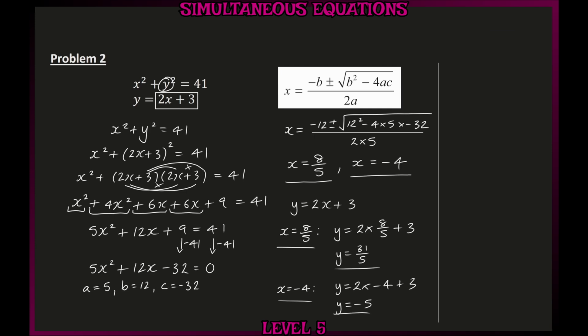So our final solution to problem 2 is x is equal to 8/5, y is equal to 31/5, so that's our first pair, or x is equal to minus 4, y is equal to minus 5, and that's our second pair.